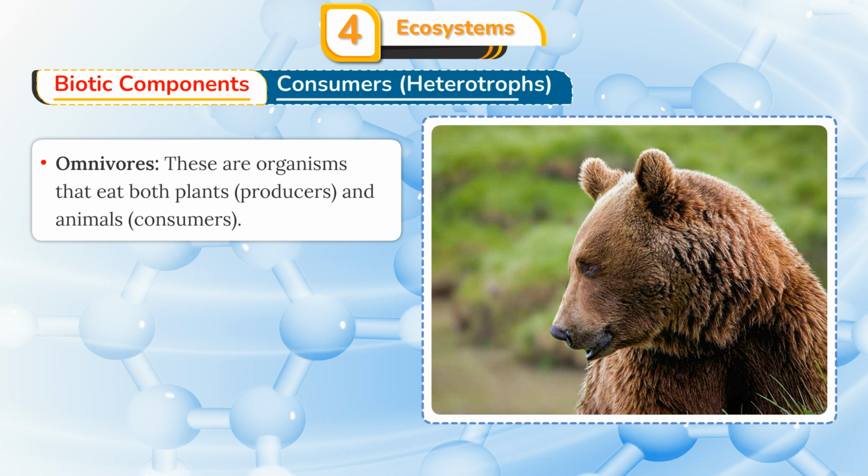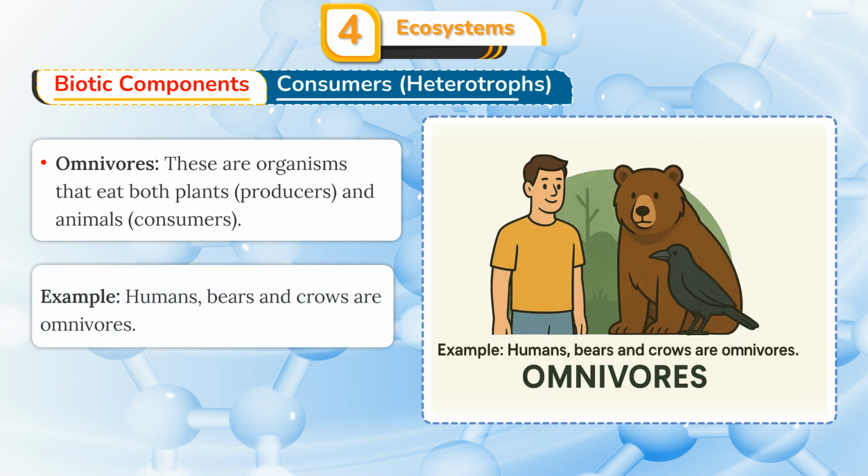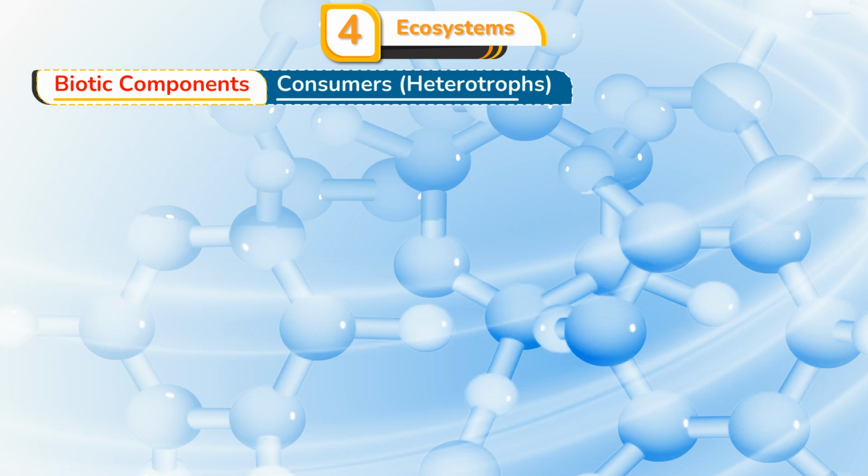Omnivores. These are organisms that eat both plants, producers, and animals, consumers. Example: humans, bears, and crows are omnivores.